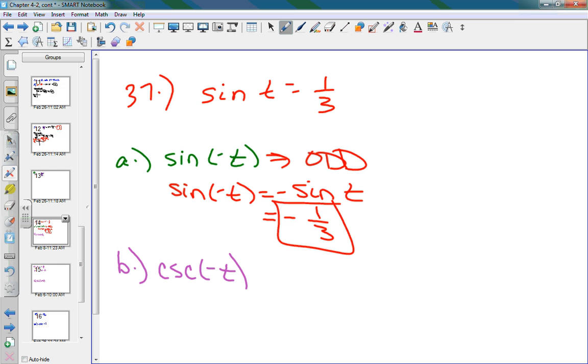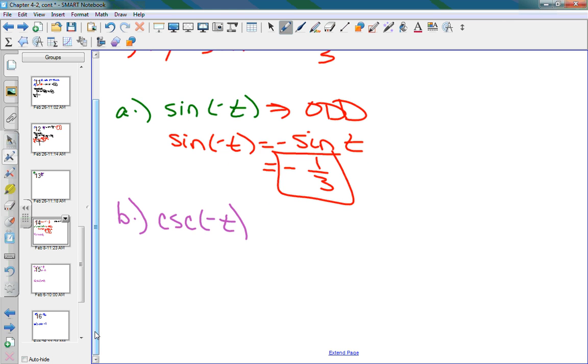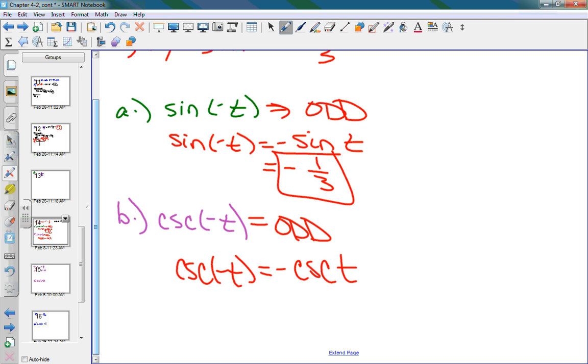Now, the cosecant. What's the cosecant of t? If the sine at t is 1/3, what's the cosecant of t? The reciprocal, which is going to be 3. So what's going to happen down here? Is the cosecant of t an even or an odd function? It's still going to be odd, which means the cosecant at negative t is equal to negative the cosecant of t. Well, what's the cosecant of t? 3. So this is going to be -3.